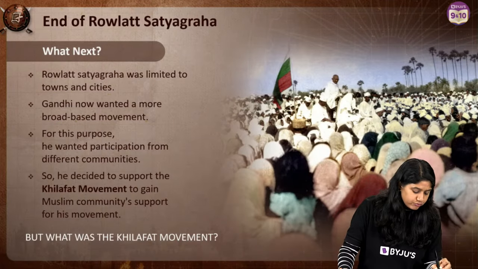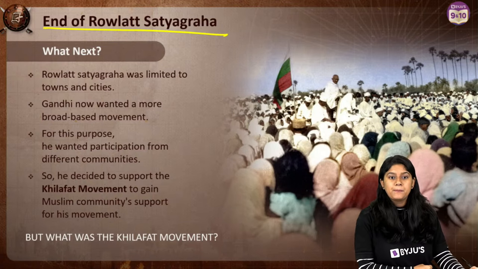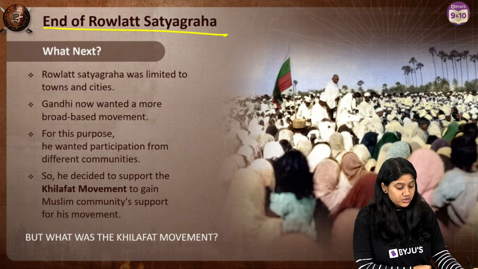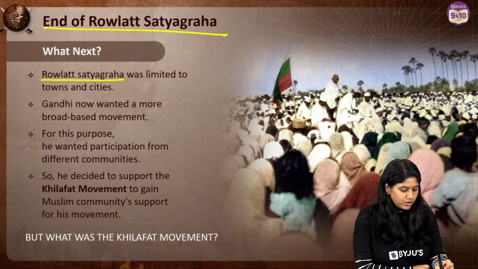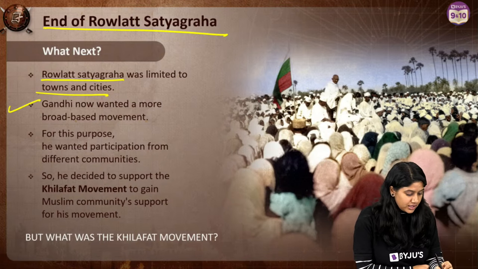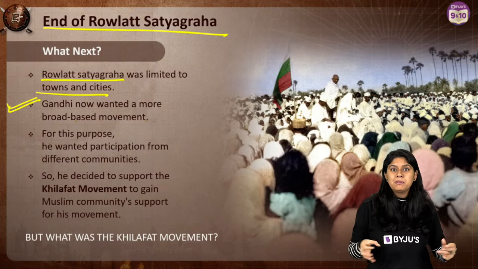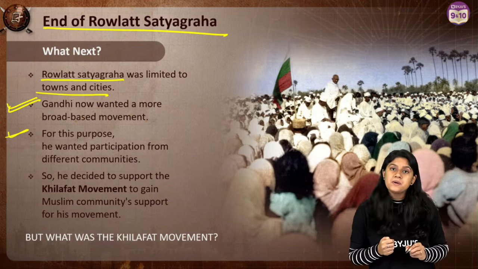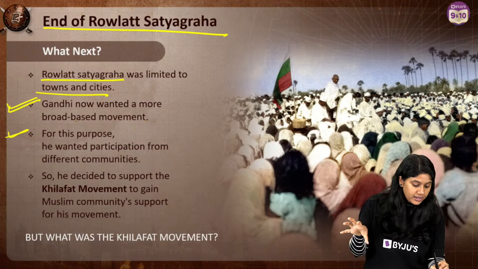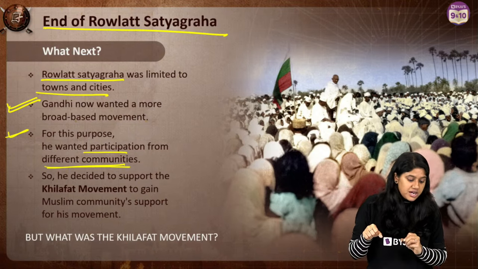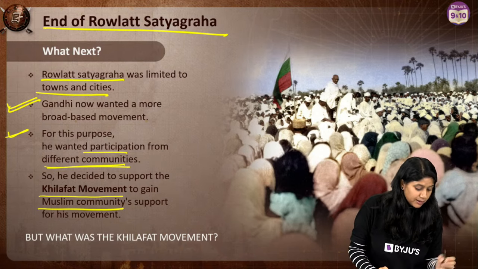The end of the Rowlatt Satyagraha, right? After this, we saw something big happening. Now Gandhiji realized that the act was limited to cities, and he had a vision that we cannot have a small movement; we have to involve all the people together. For this purpose, he started communicating with the different communities. At that time, he decided to support the Khilafat movement to gain the Muslim community's support.